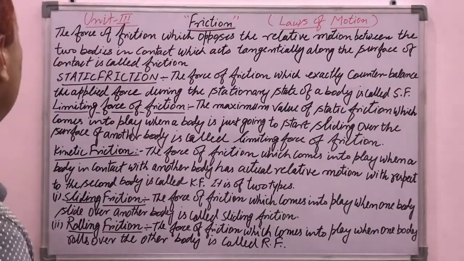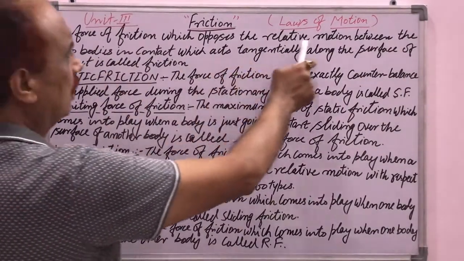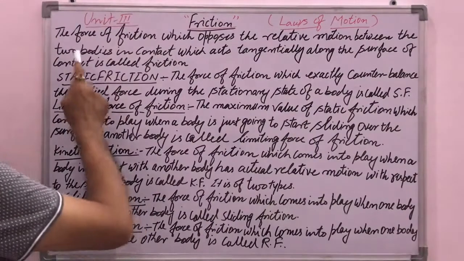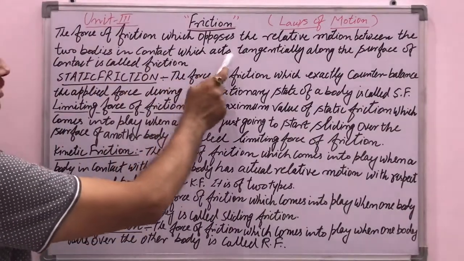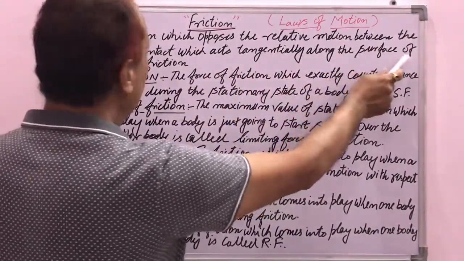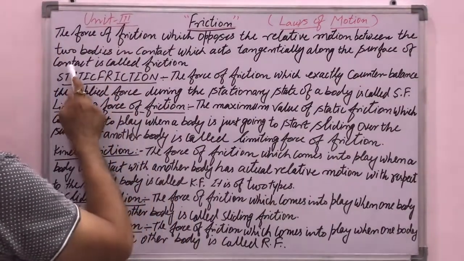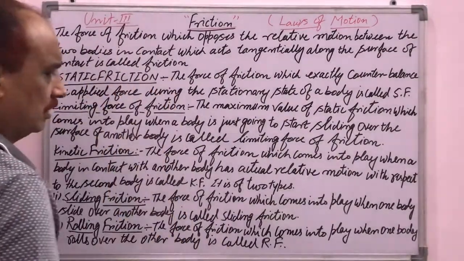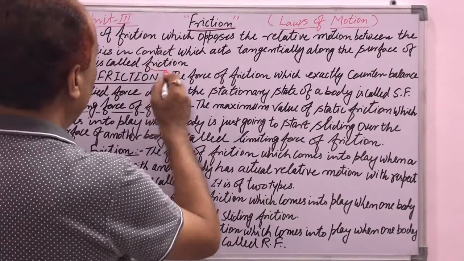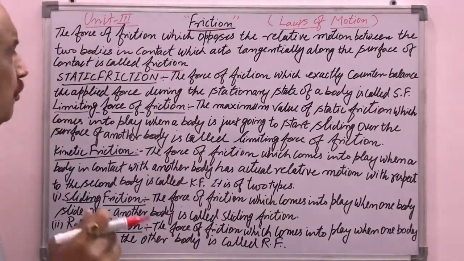So the definition is: the force which opposes the relative motion between two bodies in contact, and which acts tangentially along the surface of contact, is called friction. So this is the first definition, that is friction. Maybe it is also called force of friction.